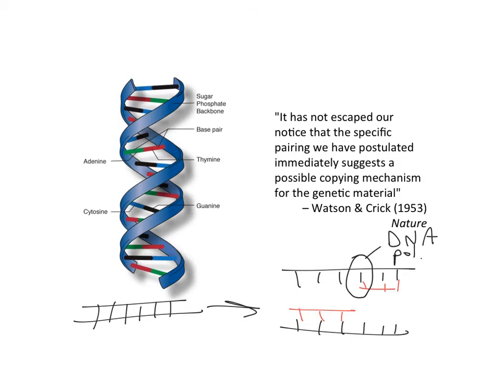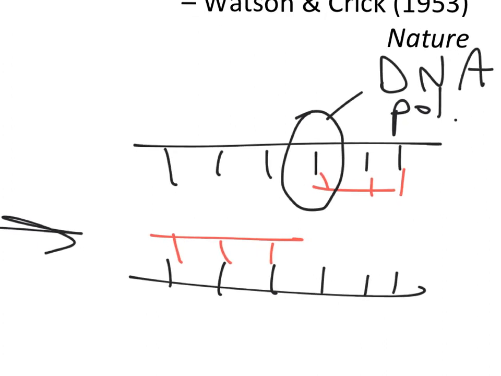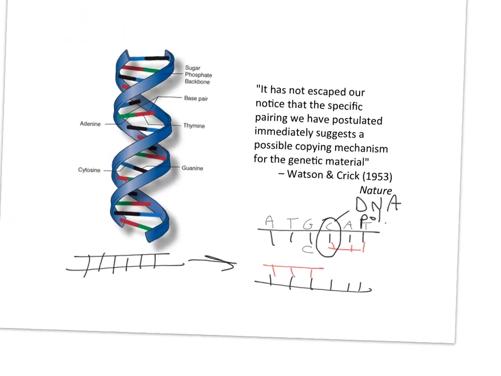So let me draw in some base pairs here. Just a random sequence. How does DNA polymerase sitting right here know what nucleotide to add next? Right here. What's it going to put in there? A C, because that pairs with G. That's what Watson and Crick meant.